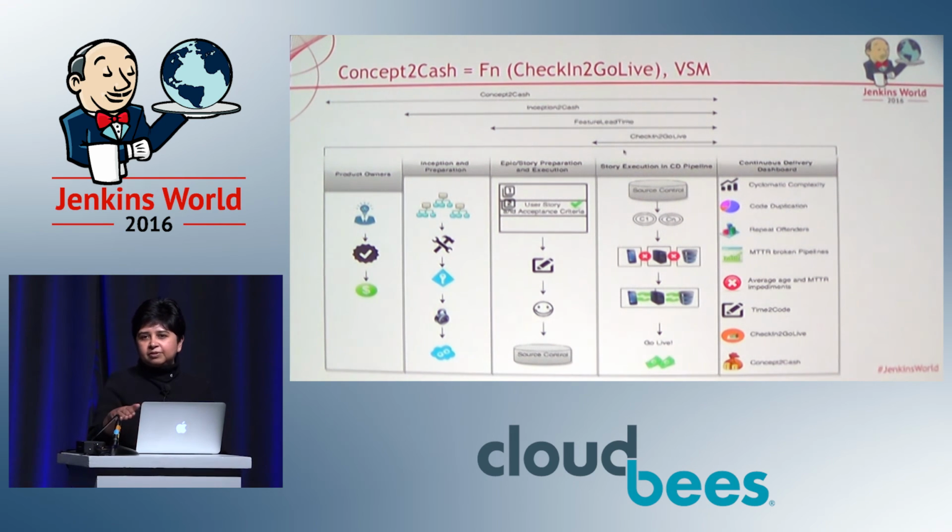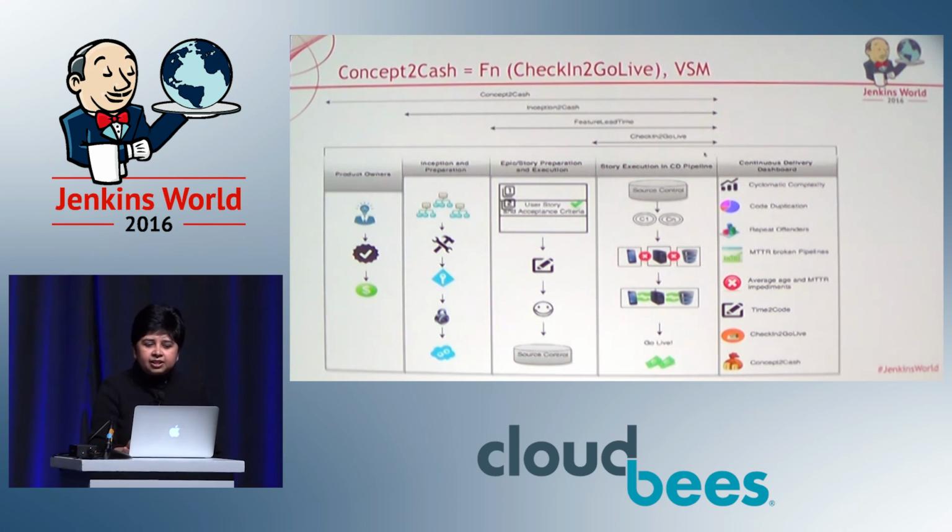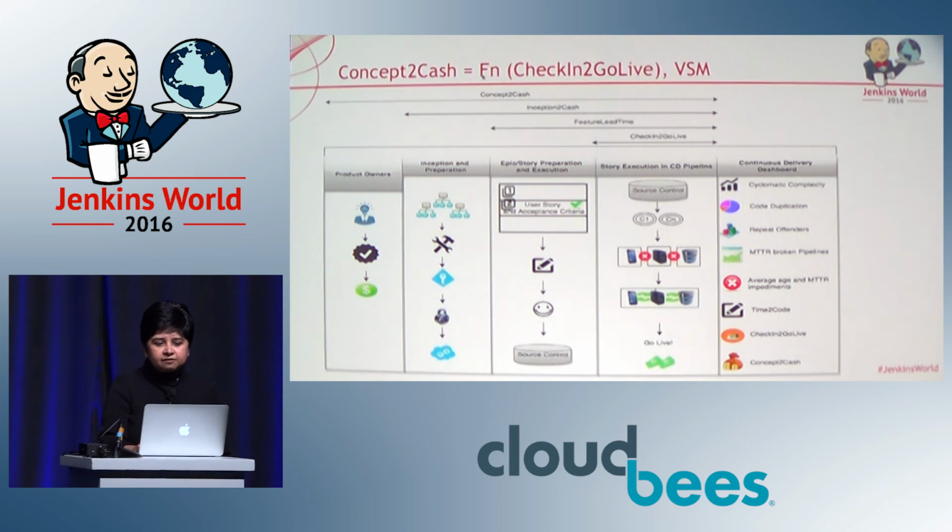So the whole purpose of this slide is concept to cache is from here to here. Once it goes in the hands of your customer is the first time you even see money. Here you see nothing. So this is all the non-value adding waste. This is the value adding waste where you get some cache at the very end. And then concept to cache, inception to cache, feature lead time, and check-in to go live. So concept to cache is a function of check-in to go live. So once you have your pipeline ready, you're getting money at the end of it.